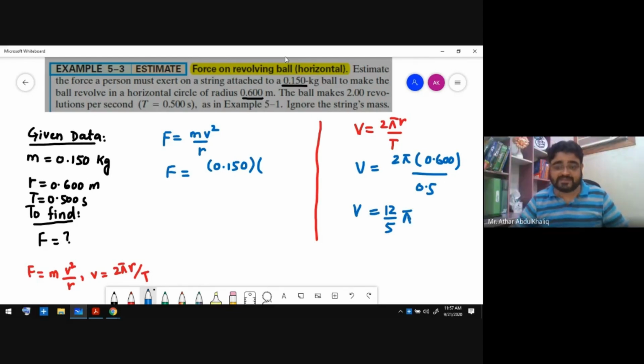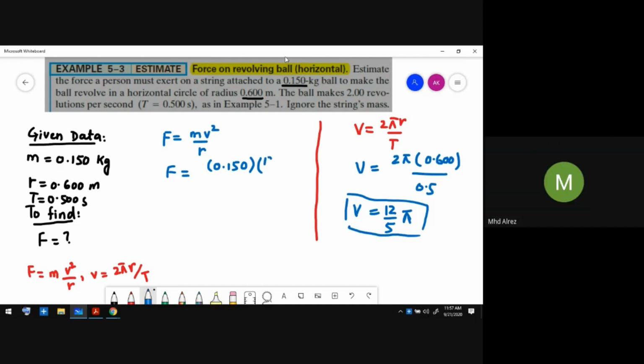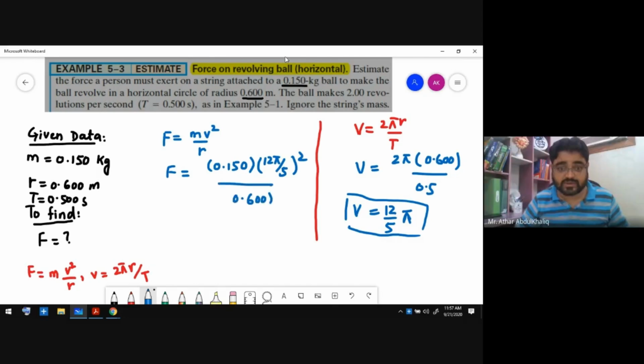Keep it as it is, because I told you last time that an answer that is not actually asked by the question, we will keep as it is. So we will search for the final answer. Write this value of v in the expression. So 0.15 is m, v is 12 pi over 5, squared, over r, which is 0.600. Now substitute the values.